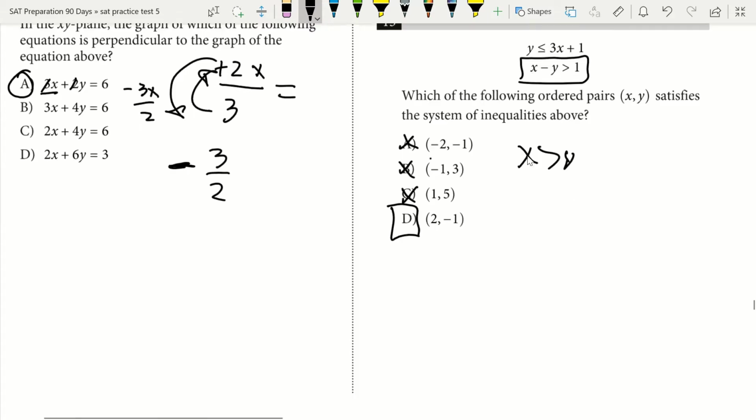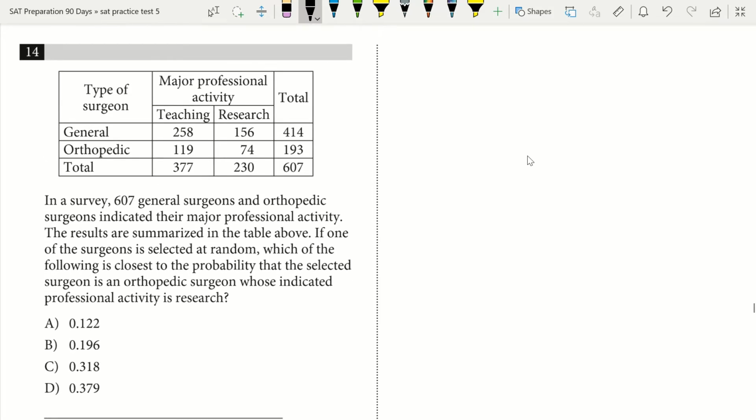All right, now I've got question 14. I've got a type of surgeon: general, orthopedic, total. I've got a table there. Sometimes when I have a table, I'm just going to drop down here and find what I'm asked, because usually it's a probability. So which of the following is closest to the probability that the selected surgeon is an orthopedic surgeon whose indicated professional activity is research? I just have to check and make sure we're selecting randomly.